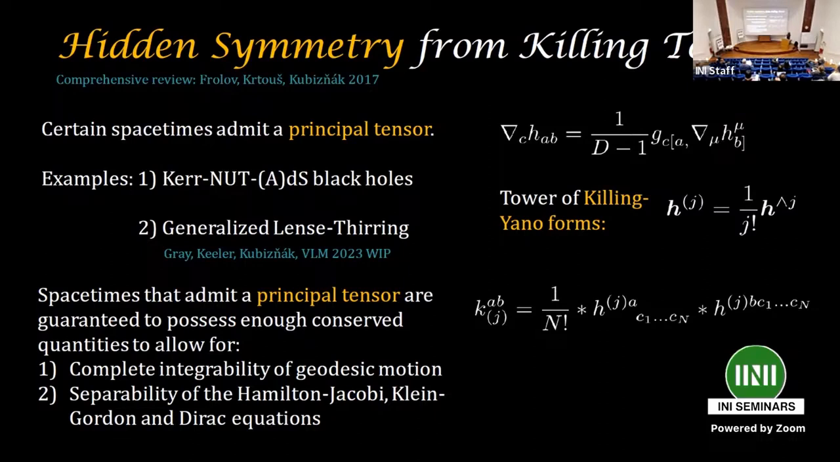So, hidden symmetry from the Killing tower. This is the yellow kind of hidden symmetry. There are particular spacetimes that admit something called a principal tensor. You can take this as a definition of the principal tensor. This is h_ab. This is a factor that depends on the number of spacetime dimensions. This is the metric in question. All right. And a principal tensor is something that solves this equation.